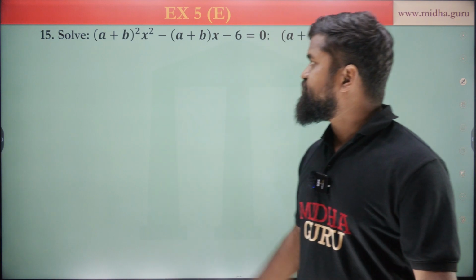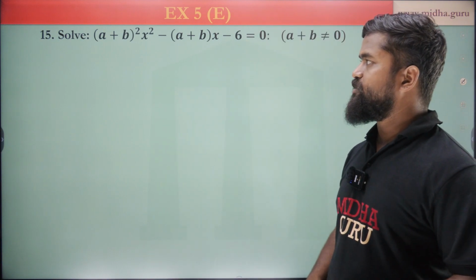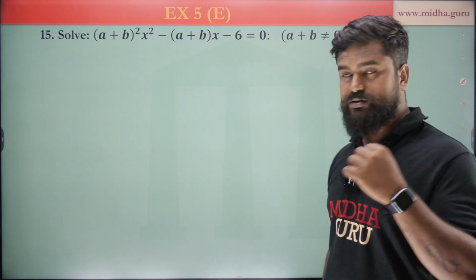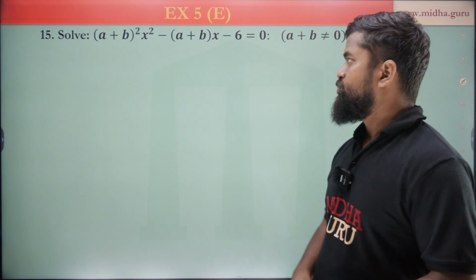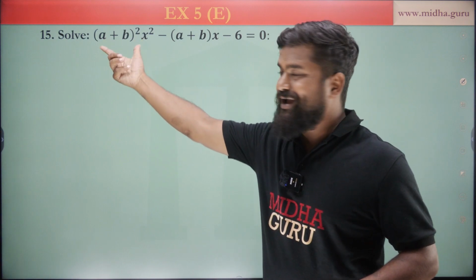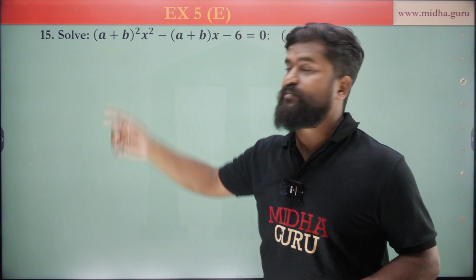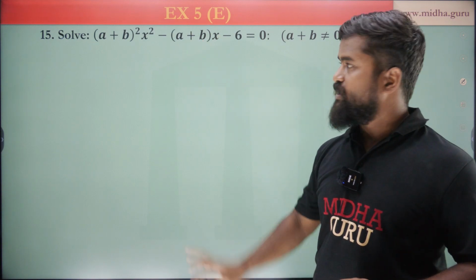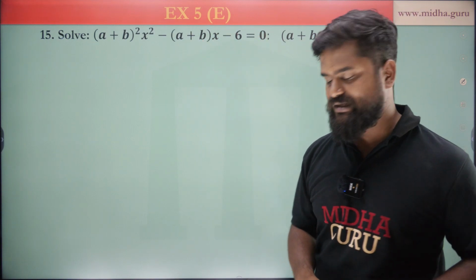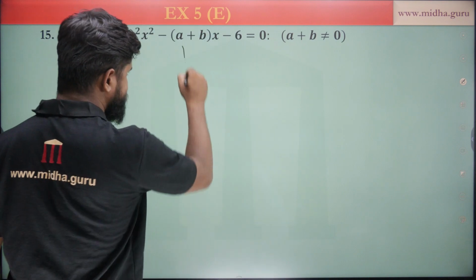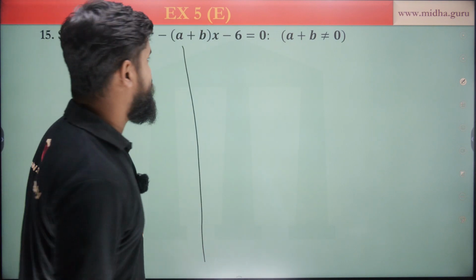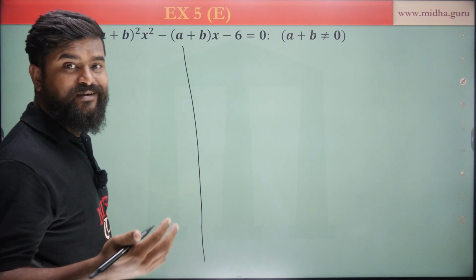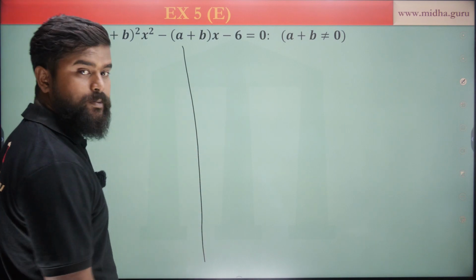So the next question says, solve this equation (a plus b) whole square x square minus (a plus b) x minus 6 is equal to 0. So now our a, that is the coefficient of x square, is (a plus b) whole square, the coefficient of b is (a plus b), the coefficient of c is minus 6. So there are two ways to go about this. If you go about solving this by, let's say, factorization, it's not going to be a simple process.